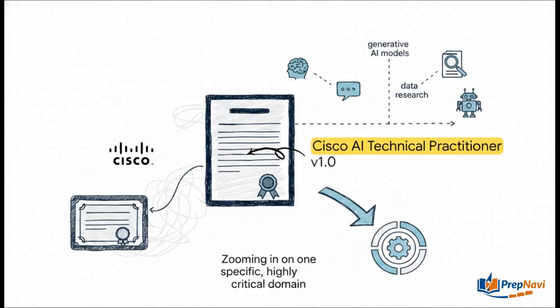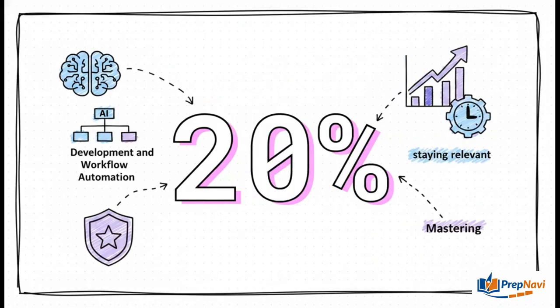To make sure we're keeping things grounded in reality, we're pulling the gold standard facts straight from the official Cisco AI Technical Practitioner 1.0 exam blueprint. That's the AITECH 810-110 exam. Now, this blueprint is incredibly comprehensive, covering everything from agentic AI to prompt engineering, but today we're zooming in on one very specific, highly critical domain from that document. And here's a number that should absolutely grab your attention: 20%.